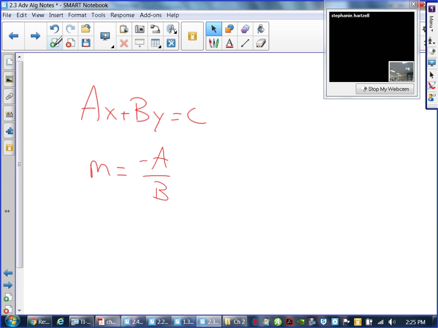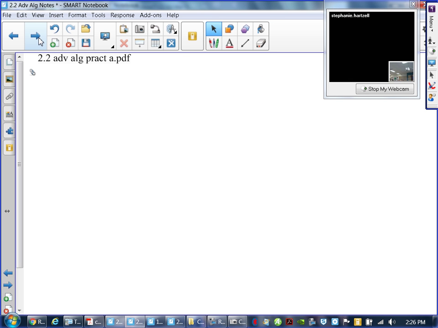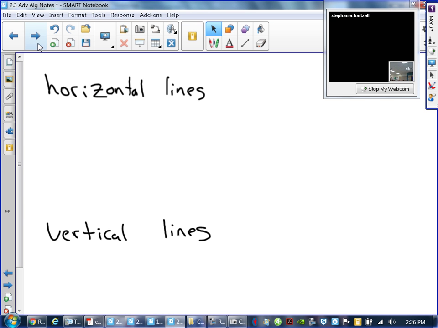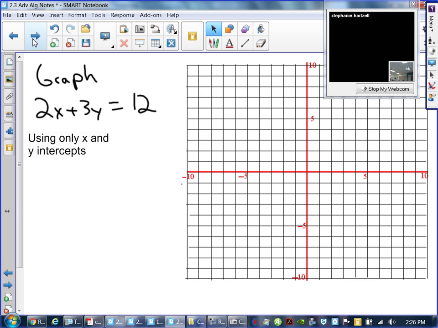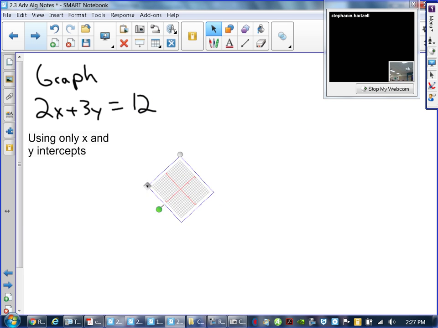Okay. Let's try it. I'm not in the right file anymore. What the heck? There we go. We did this, we did that. Nope. All right. No graph paper. Make it go away. Yay.